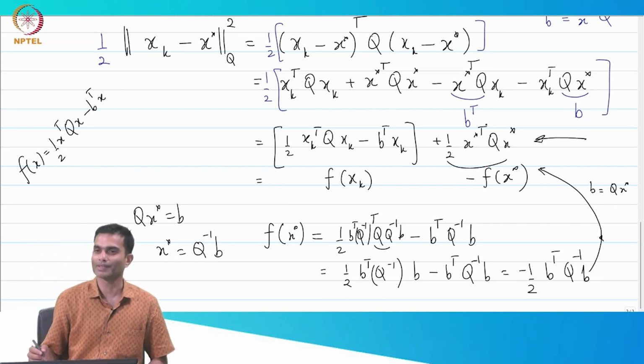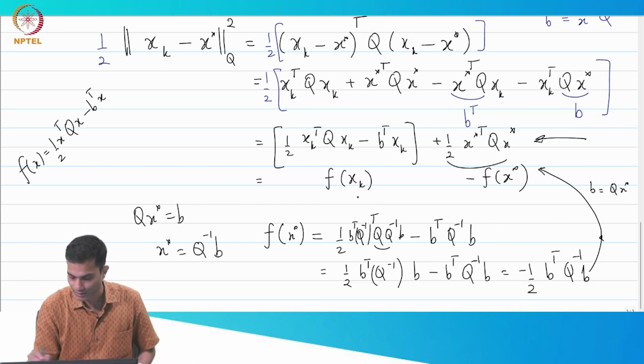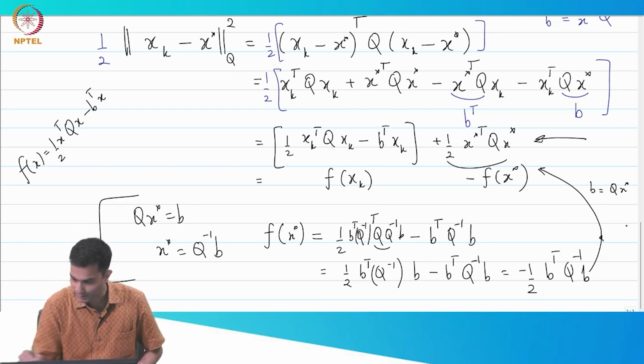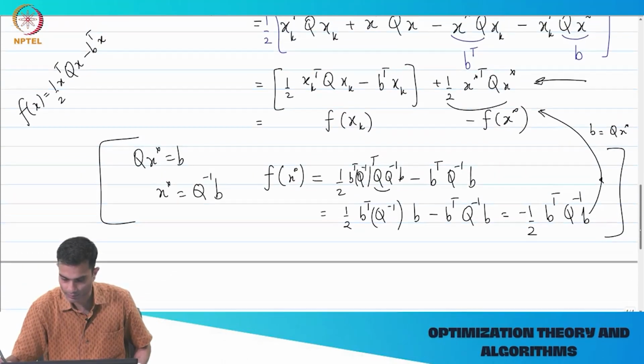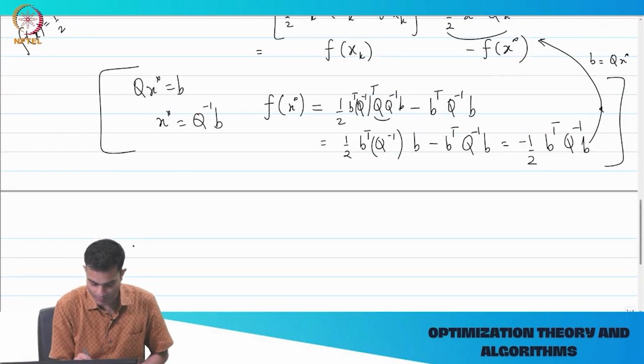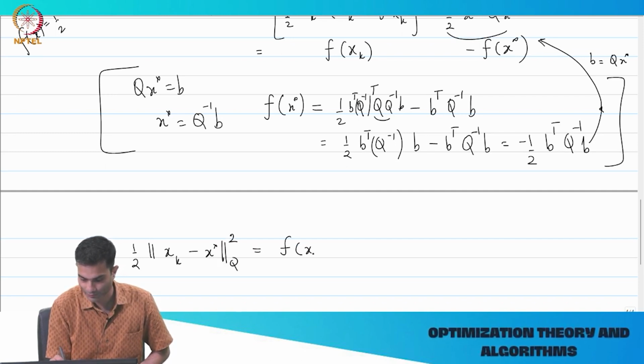So a little bit of algebra, but we get this expression. Let's write this as an aside. Okay, so let's summarize it over here. Half of this distance, xk minus x star squared in the Q norm, is equal to f of xk minus f of x star.